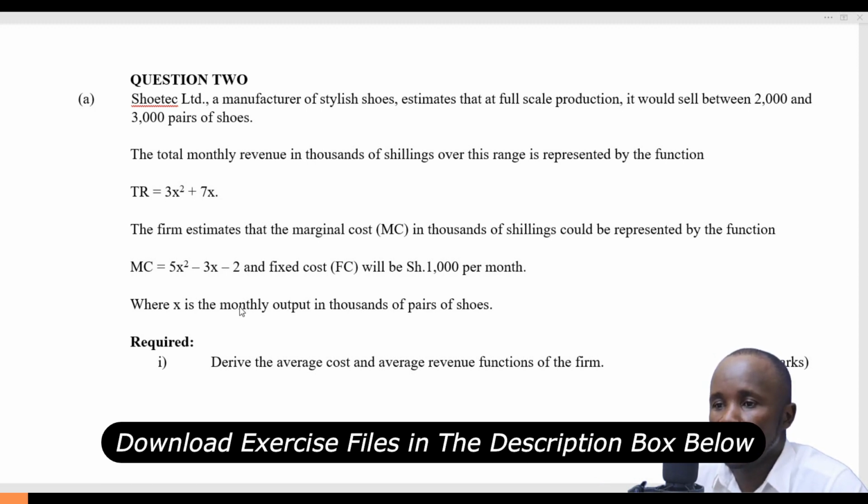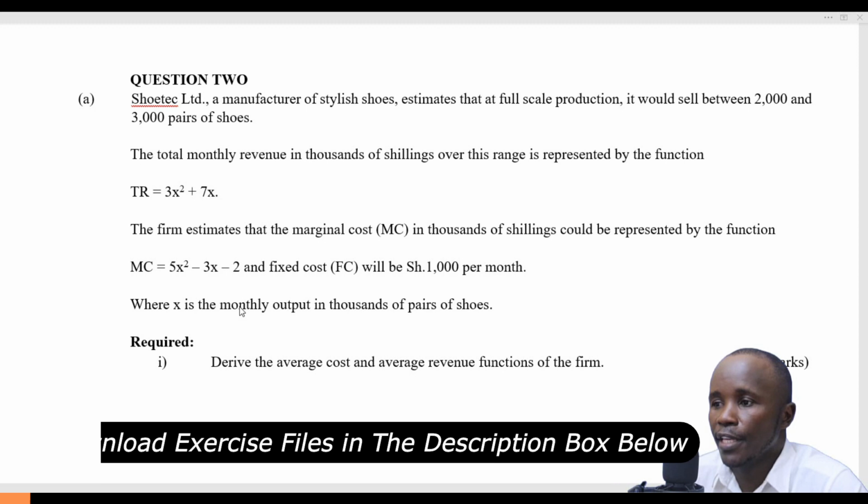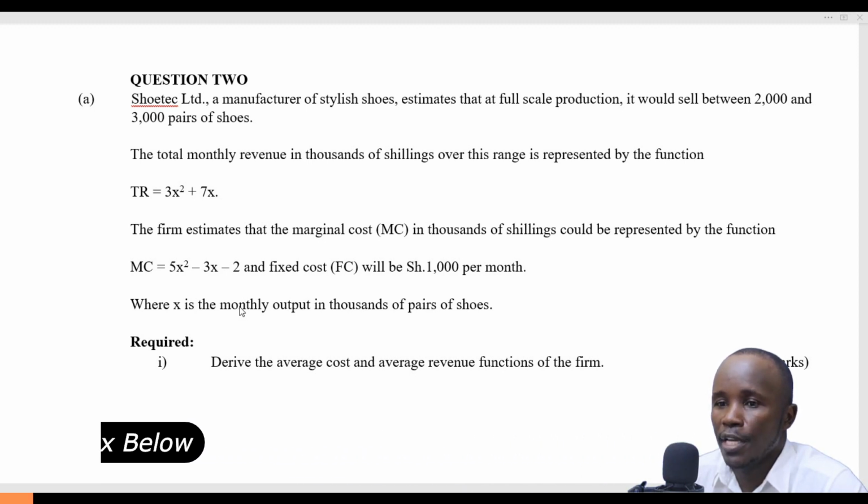The total monthly revenue in thousands of shillings over this range is represented by the function: total revenue is 3x squared plus 7x. I want you to underline this one. The revenues are in thousands of shillings.